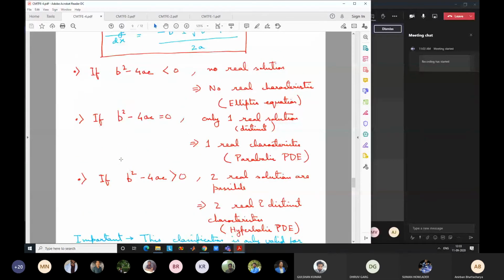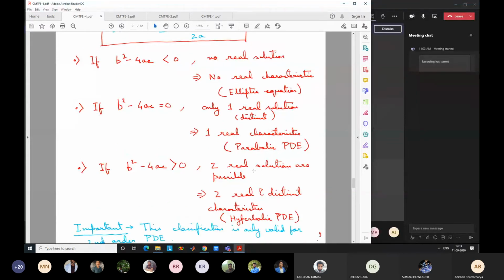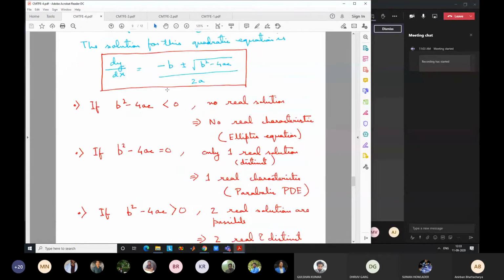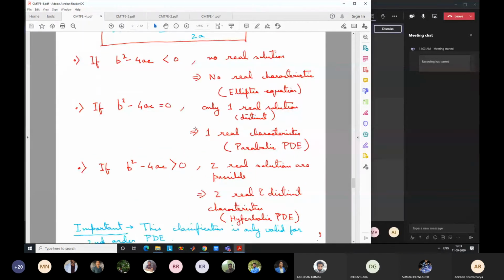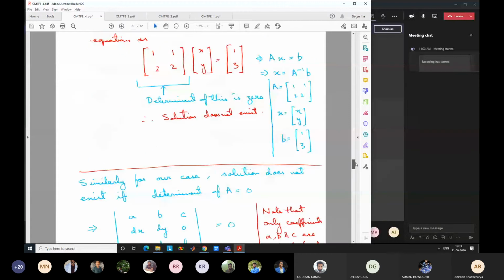B square minus 4ac greater than 0. So we will have both roots, one positive, one negative, and as a result, you will have two solutions. So two distinct and real solutions can be obtained for y in terms of x. So two lines can be obtained, and these two lines are called the two characteristic lines. Two real and distinct characteristic lines are present. This type of equation is called hyperbolic PDE. This is the same classification as I noted previously, long back here.